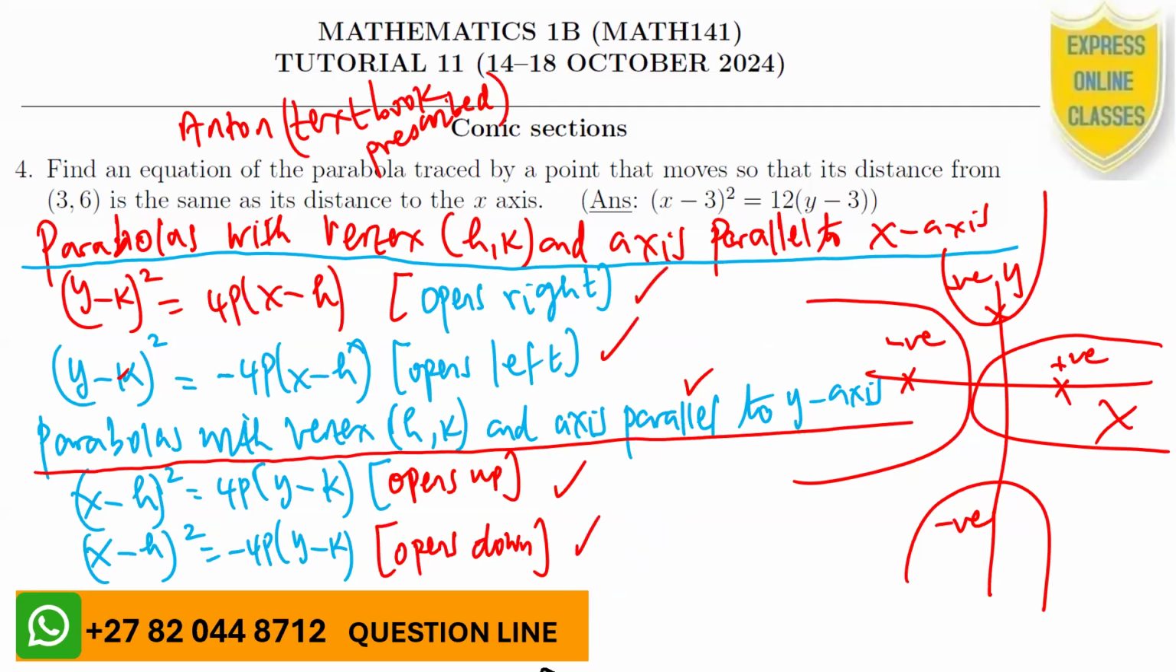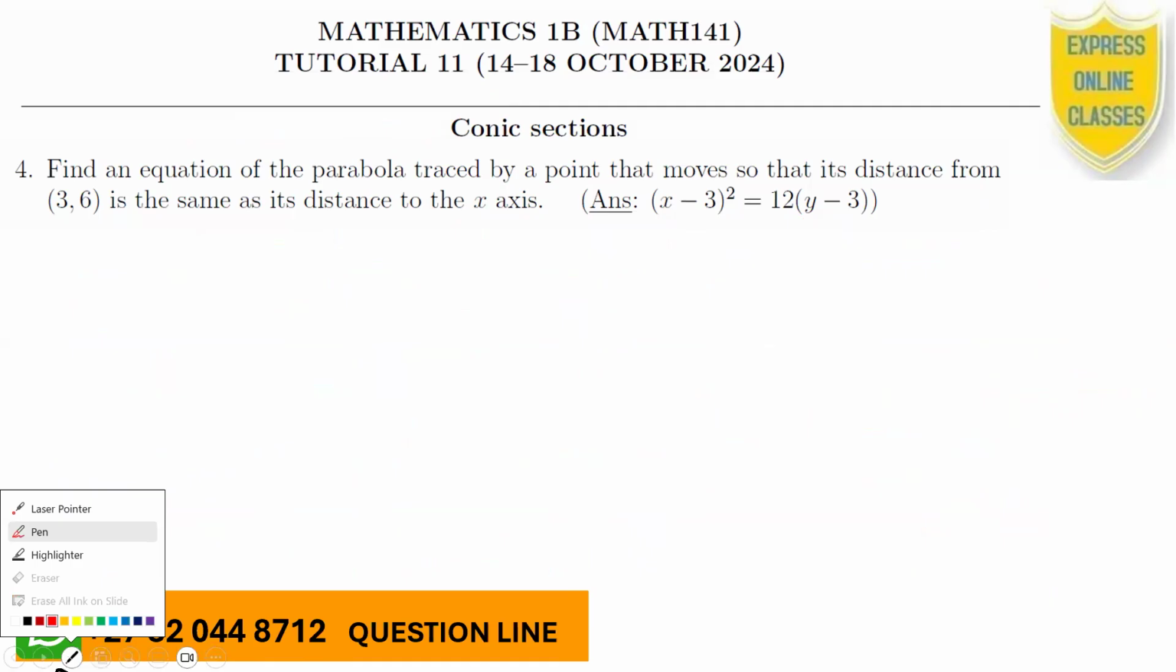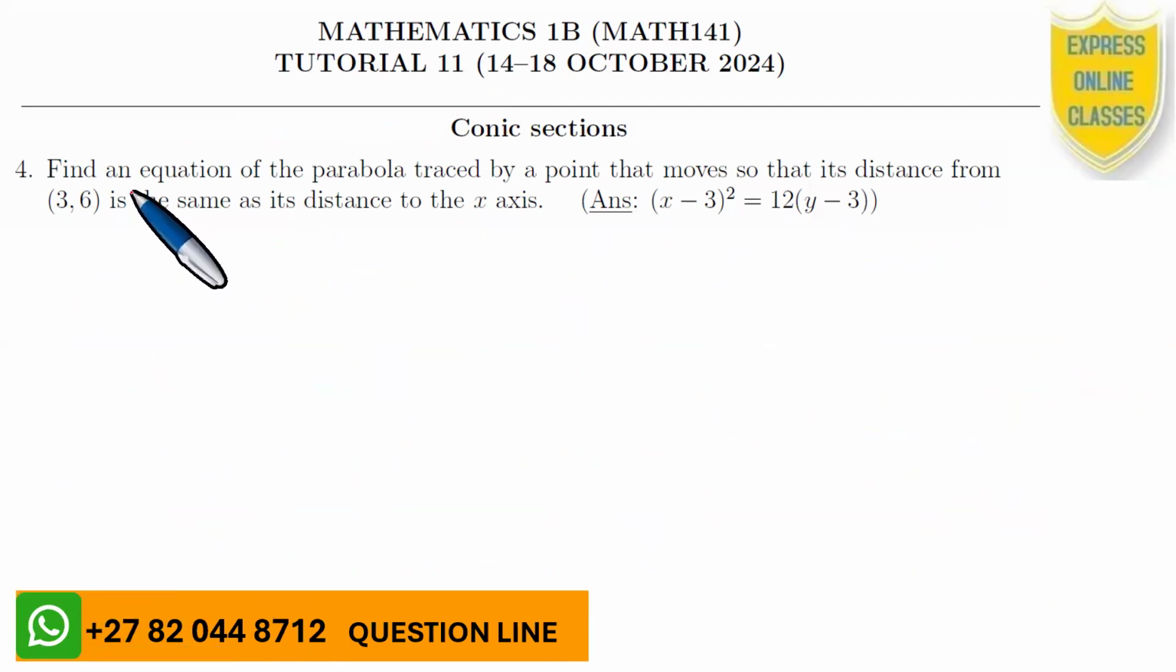Okay, now we are right back. We're trying to remember the properties of these shapes. Let's not waste the whole day on the properties. Let us tackle the question. Find an equation of the parabola traced by a point that moves so that its distance from (3, 6) is the same as its distance to the x-axis.